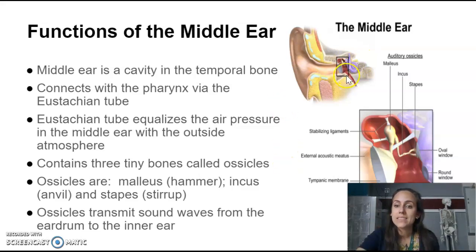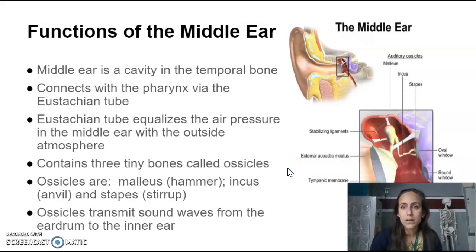It actually has a connection point right here into the pharynx. Do you remember the pharynx is the throat? So it has a connection point from that middle ear to the pharynx, known as our eustachian tubes. Eustachian tubes. And what those help to do is maintain the pressure of that middle ear.